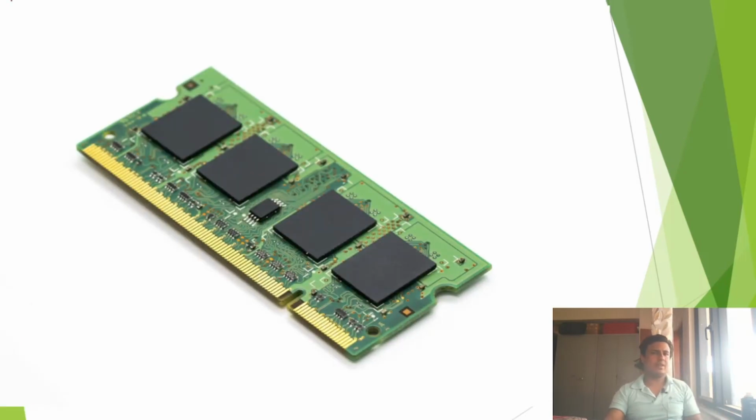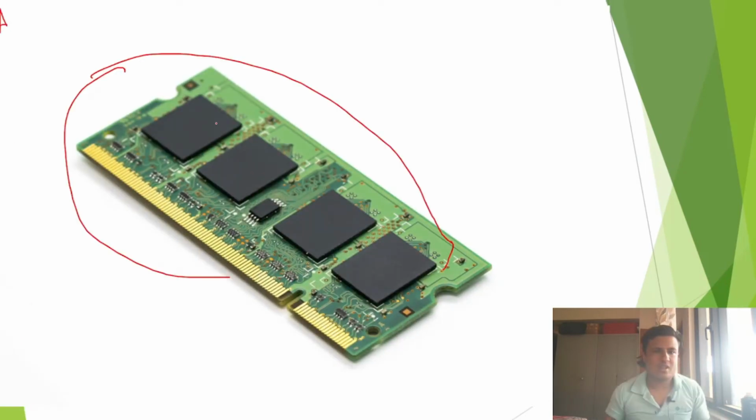This is the basic structure of RAM. You can see the chips here, 4 chips, so you can imagine it as a 4 GB RAM. This is the base random access memory, as you all know, and it will store the bits.